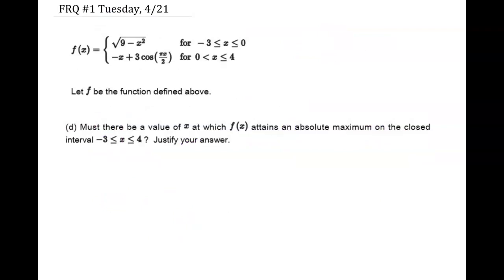Okay, part C. We're looking at, must there be a value of x at which f of x obtains an absolute maximum on the closed interval? Justify your answer. Well, basically we need to know if the function's continuous from negative 3 to 4, and if it is, then there must be an absolute maximum and an absolute minimum. So, continuity test.